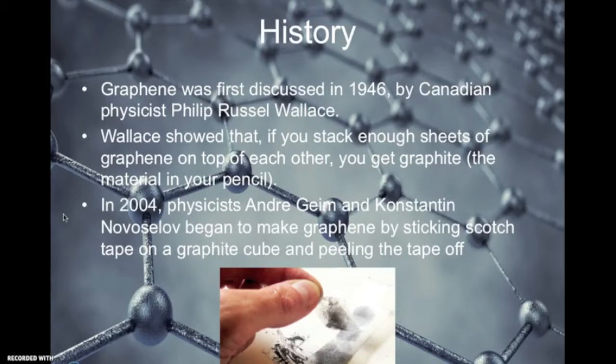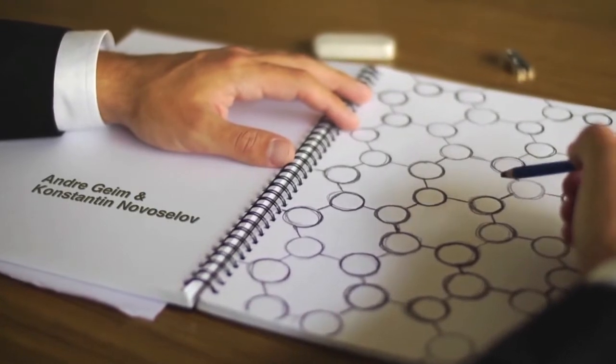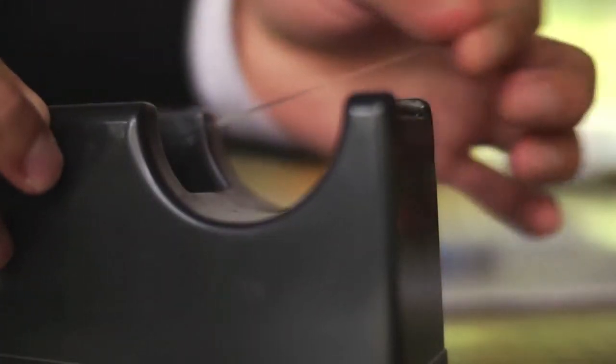He showed that if you stack enough sheets of graphene on top of each other, you get graphite, which is the material in your pencil. In 2004, physicists by the name of Andrei Geim and Konstantin Novoselov began to make graphene by sticking Scotch tape on a graphite cube. Andrei Geim and Konstantin Novoselov created graphene using nothing but graphite and Scotch tape.